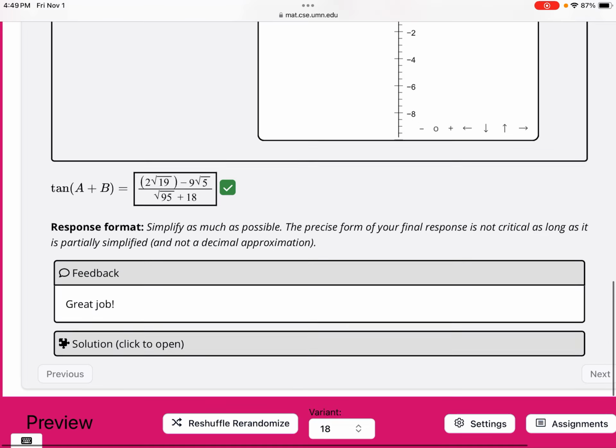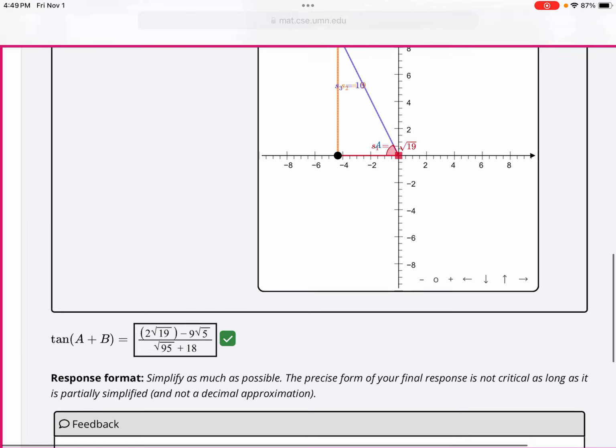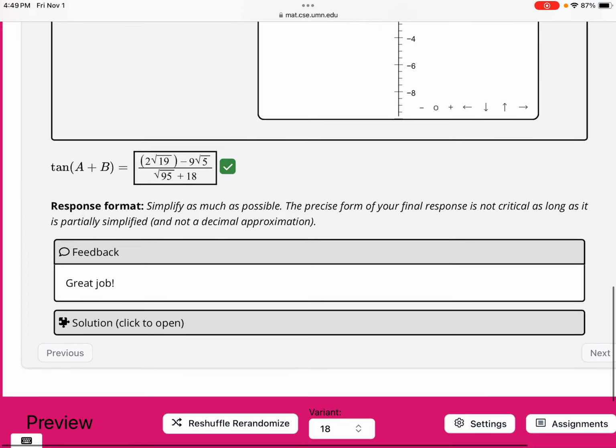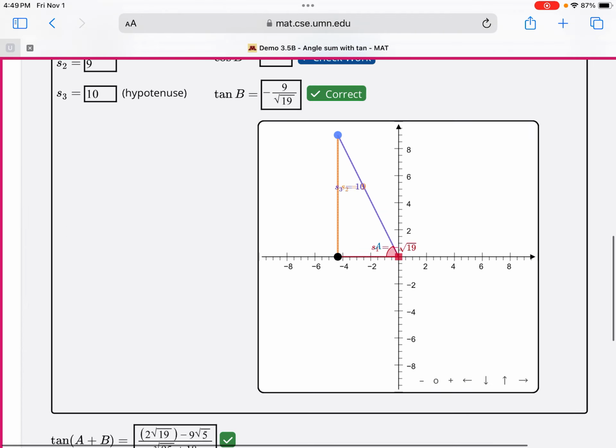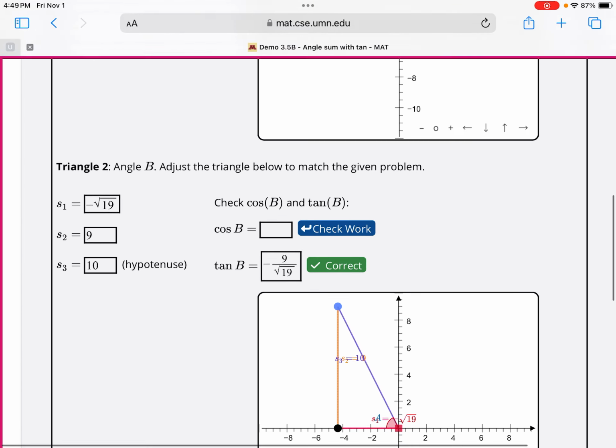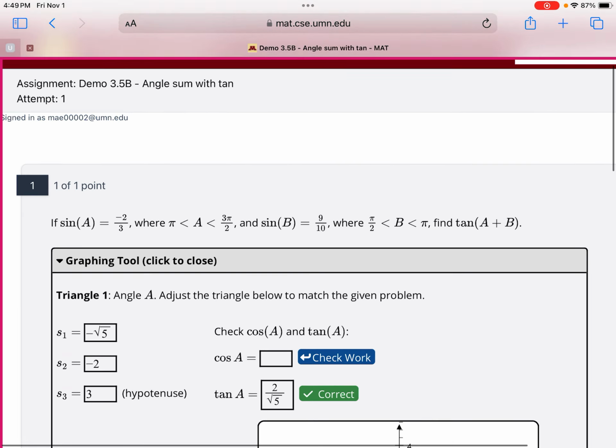Okay, so as you can see, that was a much cleaner, prettier answer. Either one works. I hope that is helpful to you in working through the problems in section 3.5b.